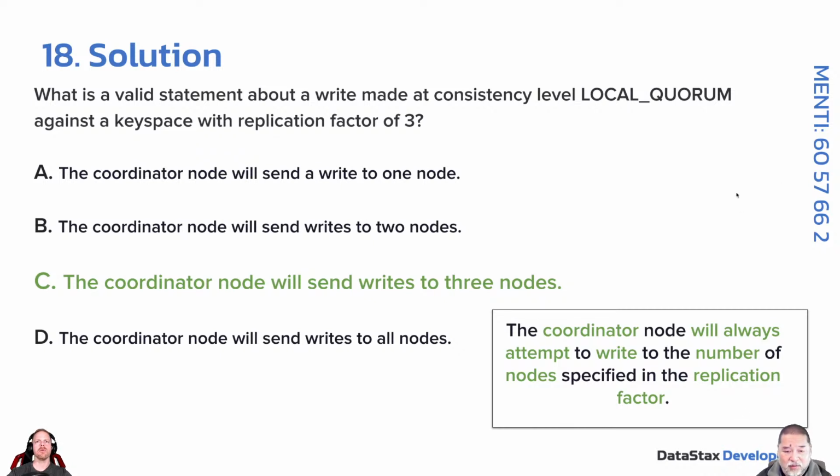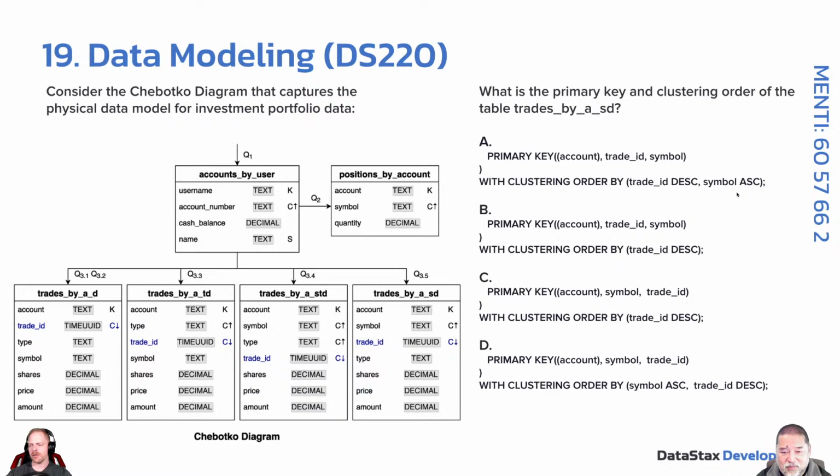Exactly. All right. So moving on to question 19. Now you'll notice this one is totally a different format. This gets into the data modeling piece, the DS220. So for those of you especially doing the developer path, the developer learning path, that certification, you're going to need to know this kind of thing.